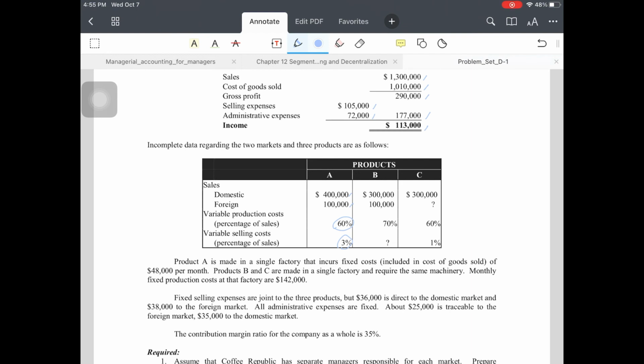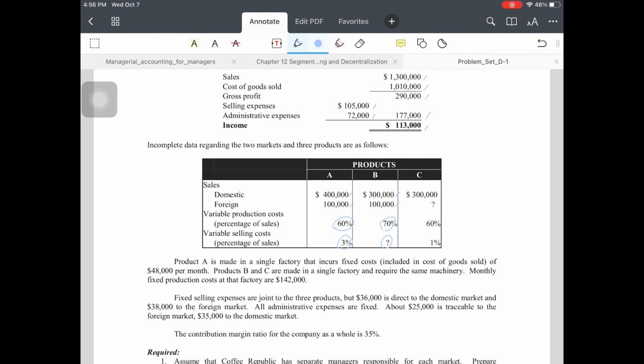Then we have product B, which has $300,000 sales under the domestic market, and for the foreign market it is $100,000 as well. For its variable costs, the percentage of sales is 70%, and for its variable selling cost it is unknown, so we have to compute that later.